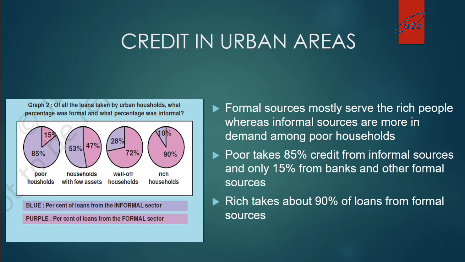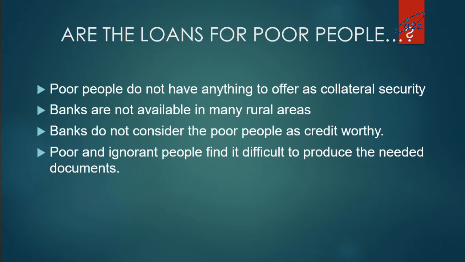So it depicts that formal sources mostly serve the rich people, whereas informal sources are more in demand among poor households. You can see in the graph that the poor take 85% of credit from informal sources and only 15% from banks and other formal sources. Also, the rich take about 90% of loans from formal sources. From these two graphs, a question arises: are loans available for poor people? So here are some points in reply to this question.